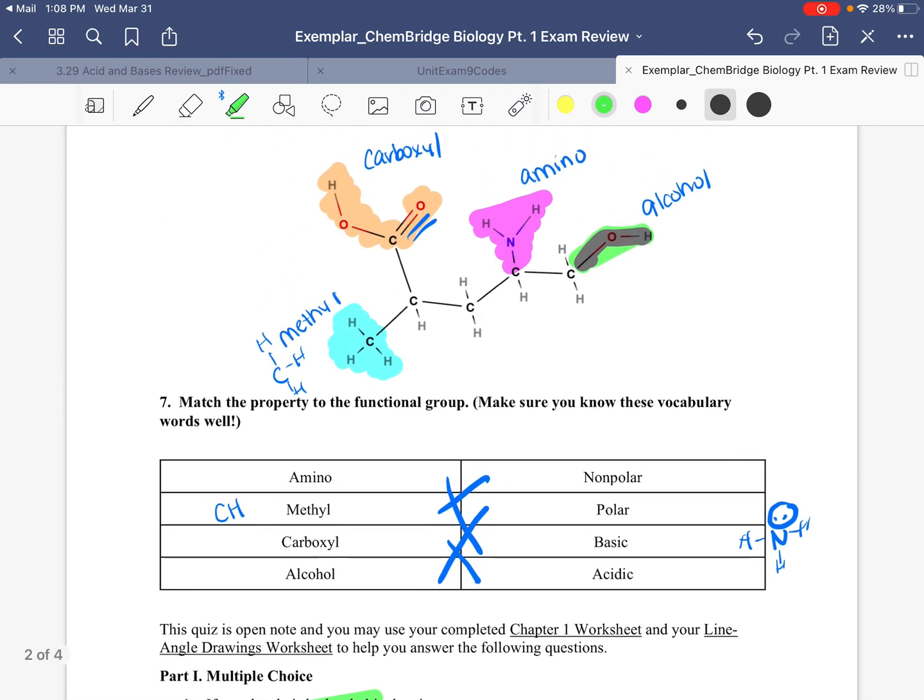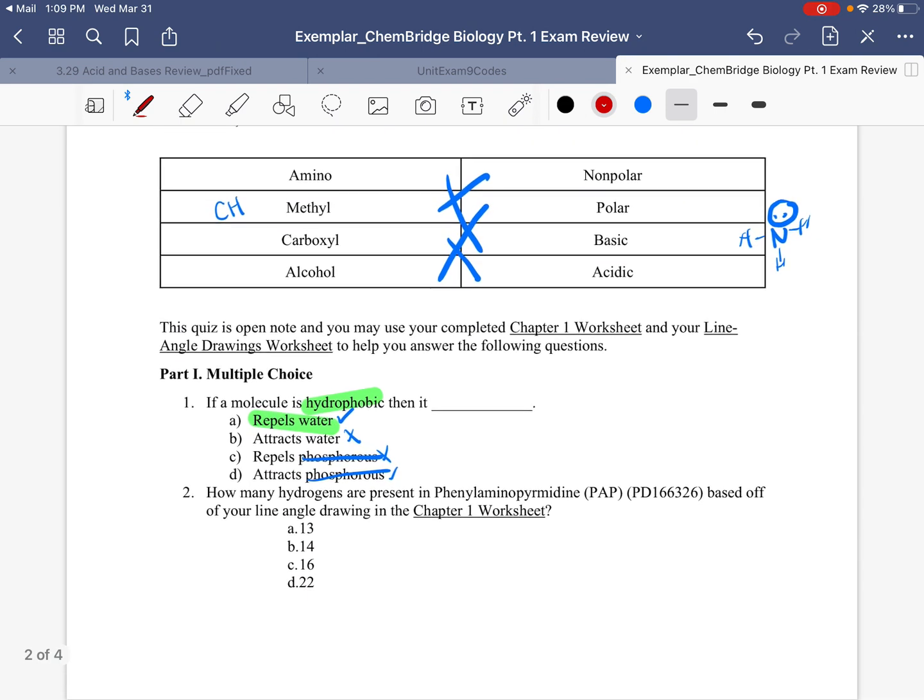How many hydrogens are present in the phenol-ethyl pyrimidine? So this is just this one that we have here. We can simply circle them. So we have 1, 2, 3, 4, 5, 6, 7, 8, 9, 10, 11, 12, 13. We have a total of 13 hydrogens. If they do the line and stick model, that's probably what they want you to see.